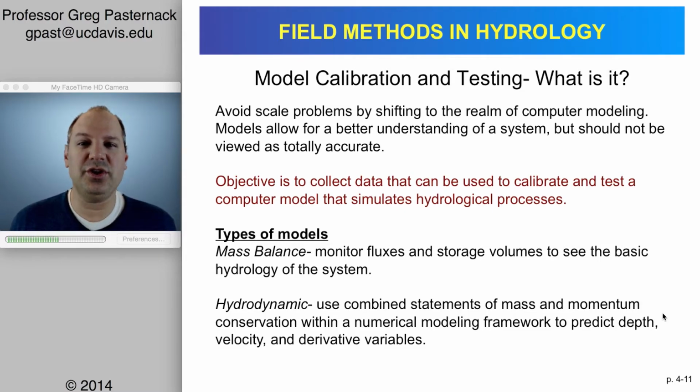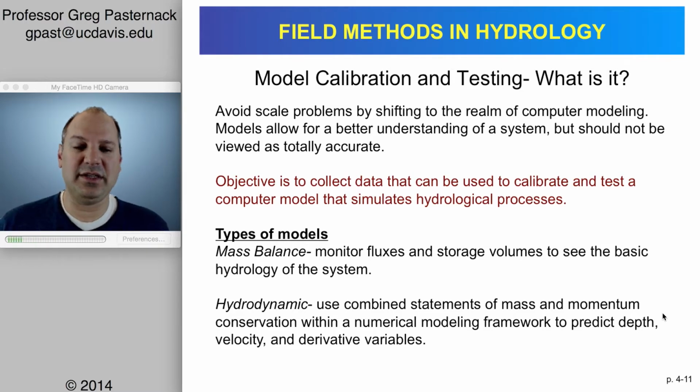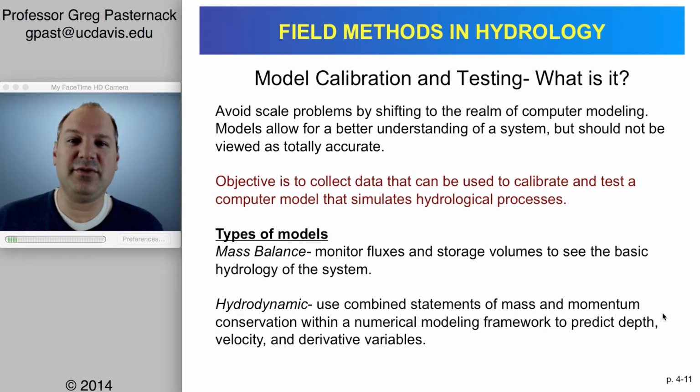and changes in storage in different areas of the hydrological system, or hydrodynamic models in which we're actually tracking both mass and momentum so that we can see depths, velocities, and other derivative variables like shear stress or habitat, things like that. Of course, there are many other kinds of models. There are landscape evolution models, for example. Of course, even if we're doing a groundwater model, it's a hydrodynamic model. We just have a very simplified form of momentum in that case, but it's implemented over a very complex three-dimensional sedimentary domain.